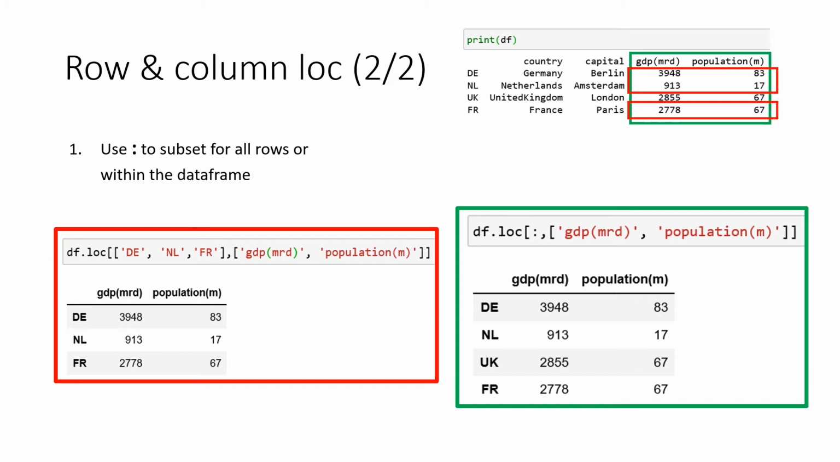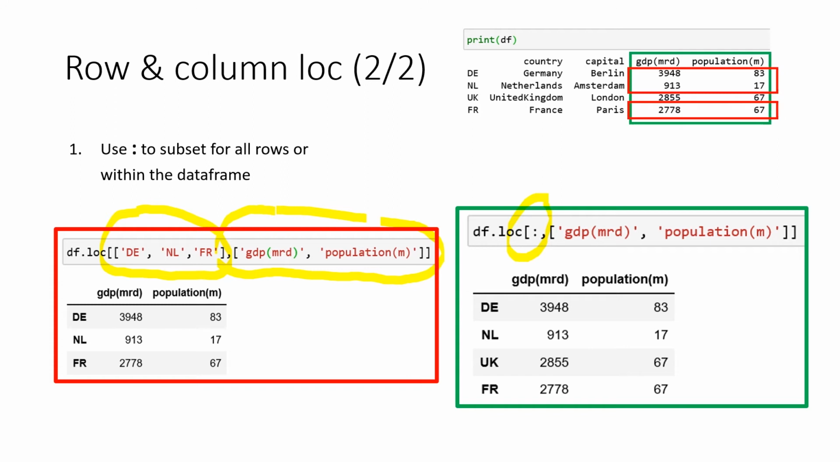Now we can do the same example from the last slide. So we want to search for DE, NL, and FR, and we want to find the values for those 2 columns. If we want to approach it a little differently and we want to print out all rows, but specifically only the columns GDP and population, we can just put the colon for our first square brackets. And as we already know, the colon means that all rows are getting printed out because we don't define a beginning or ending here.